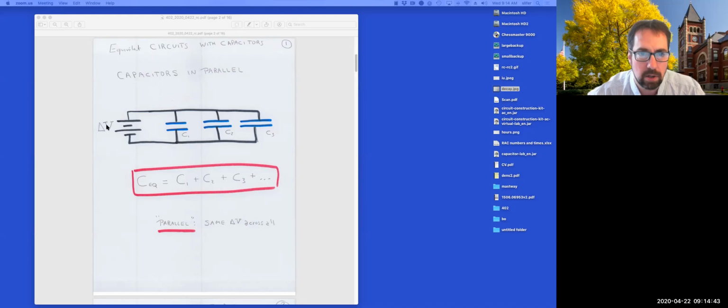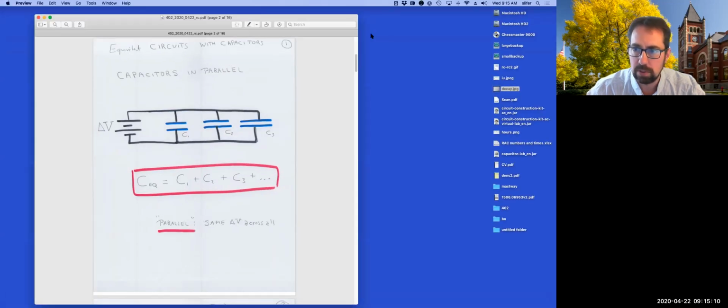So the idea here is capacitors. I have a battery. I have three capacitors, C1, C2, C3. These are measured in farads, some weird SI unit. And if I want to find the equivalent capacitance instead of these three capacitors, in the same way that I was trying to find an equivalent circuit with a bunch of resistors, well, in this case here, these guys are in parallel.